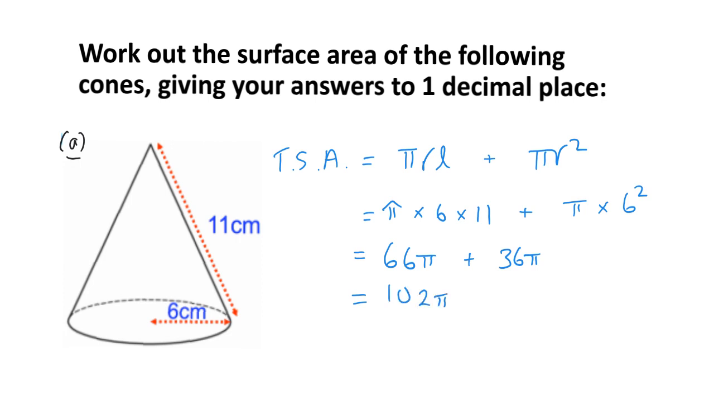And it asks to give your answer to one decimal place. So putting that into your calculator, we get 320.4. It's an area, and the lengths were in centimeters, so our area is centimeters squared.